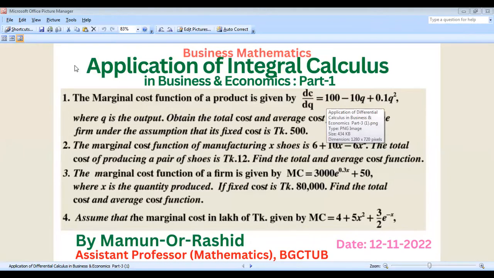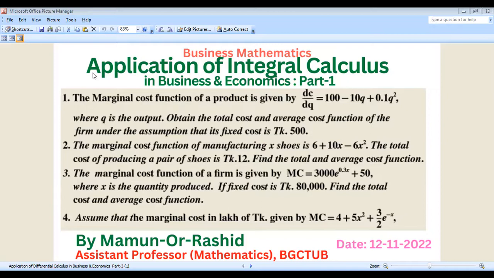Today we'll discuss another application of integral calculus in business and economics, especially the application of indefinite integrals. In our previous lecture, we discussed the application of differential calculus in three parts: part 1, part 2, and part 3. So today we will start the first part, the application of integral calculus.